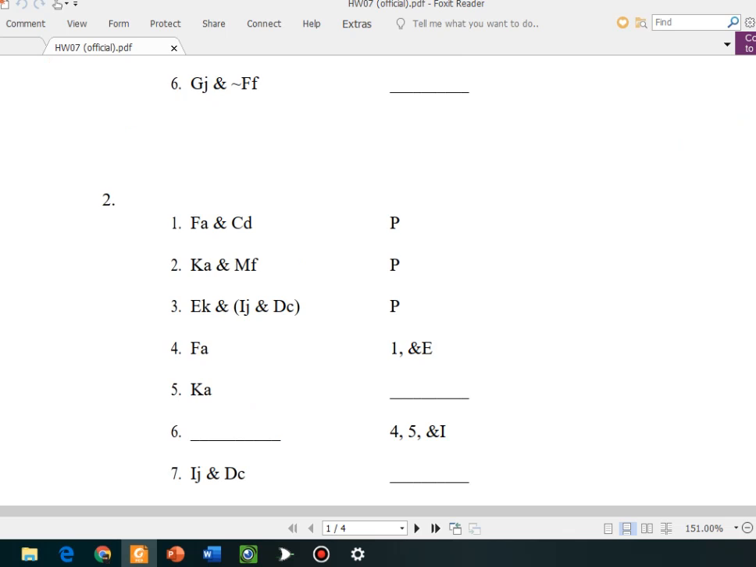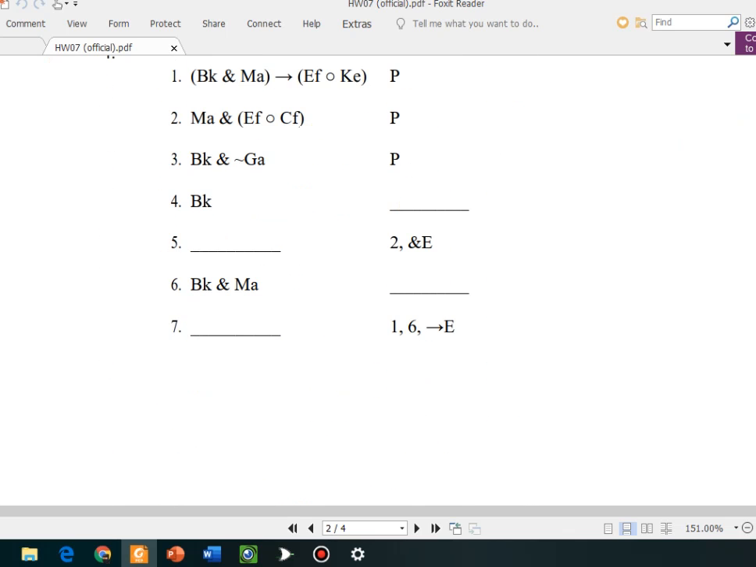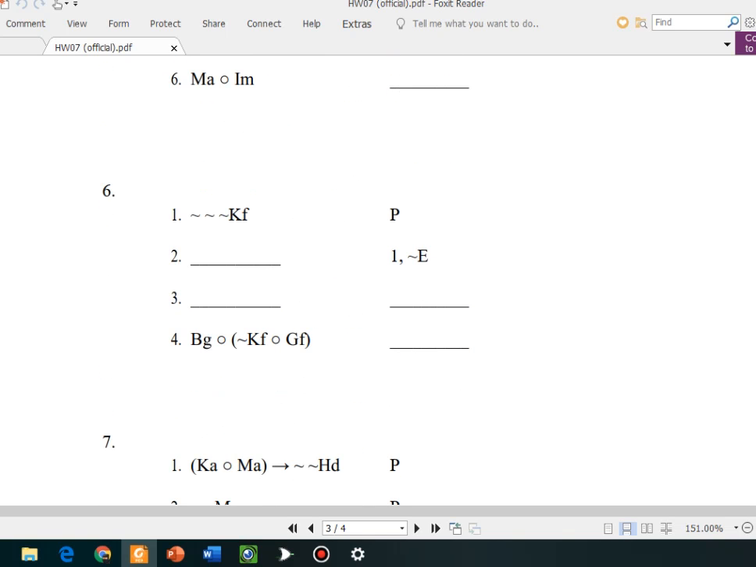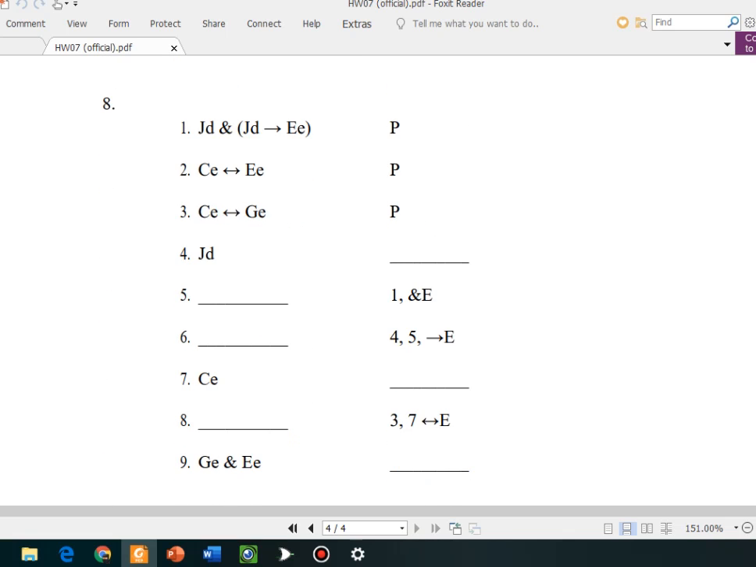They get progressively more difficult, so please don't hesitate to ask me any questions about how to do this. The purpose of this assignment is to help you get familiar with the rules, because if you don't know the rules, you won't be able to do these derivations.